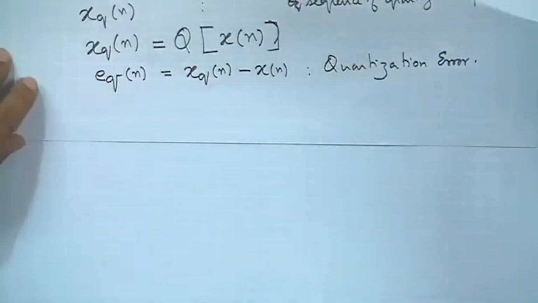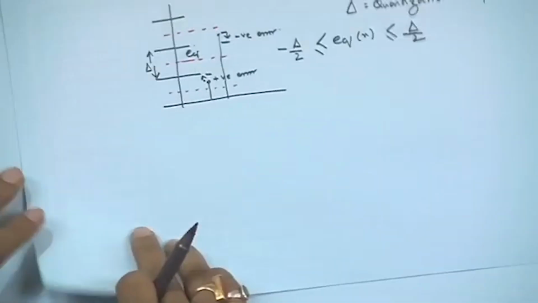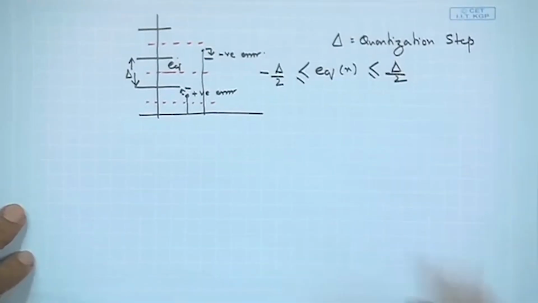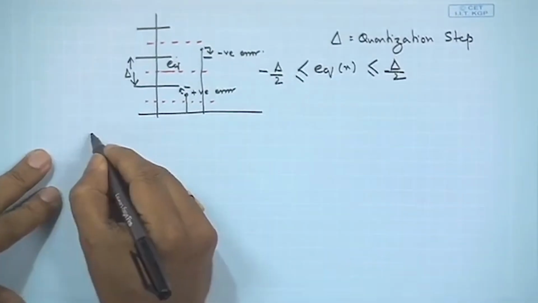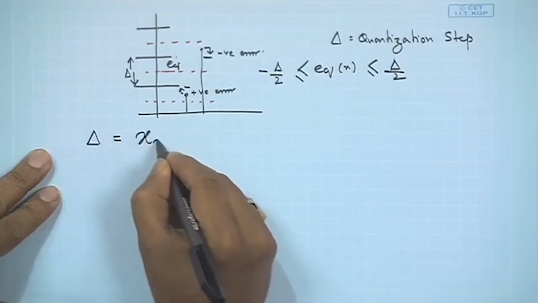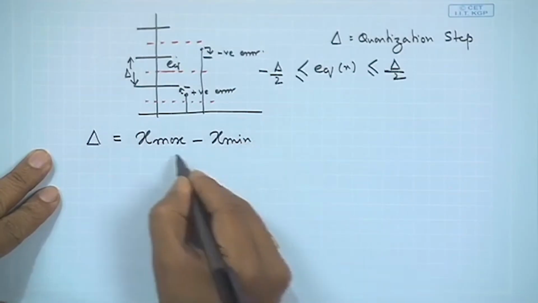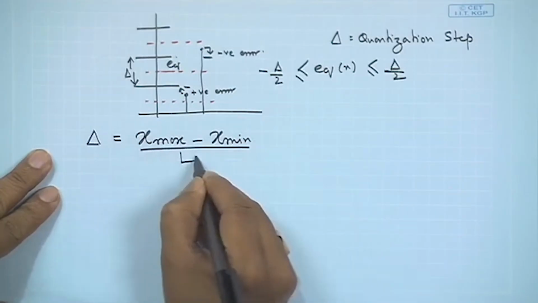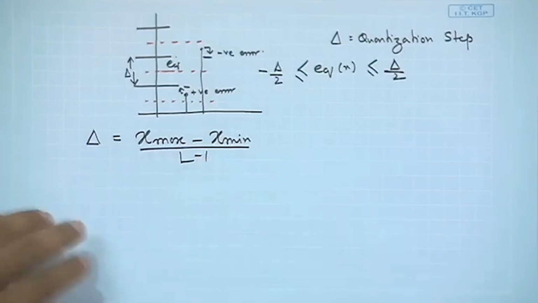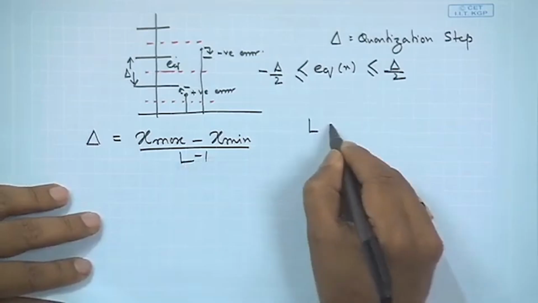Okay. All right. Since we have this, we can now go ahead and do a few more calculations. Of course, we have this delta interval, which is (x_max minus x_min) upon (L minus 1), where L is the number of quantization levels.